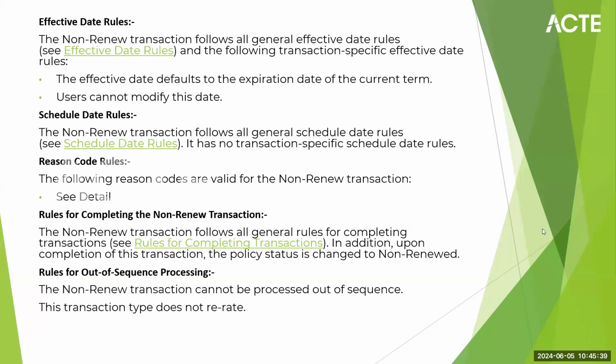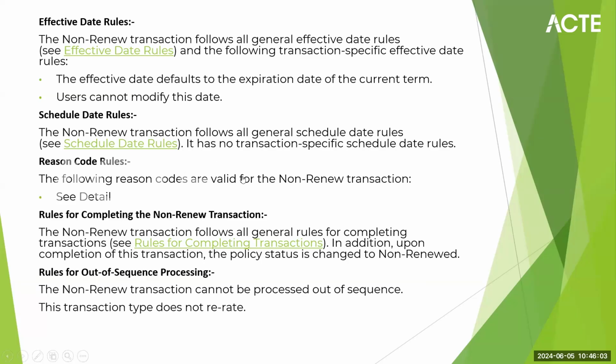Next, the FHU date rule. The FHU date defaults to the expiration date of the current term. Okay, whatever the previous FHU date is, that will be defaulted to the expiration date. You cannot modify this. This FHU date cannot be modified by the user.